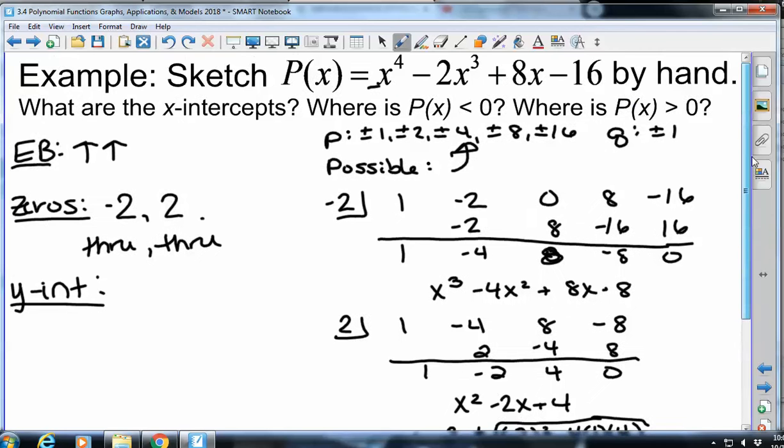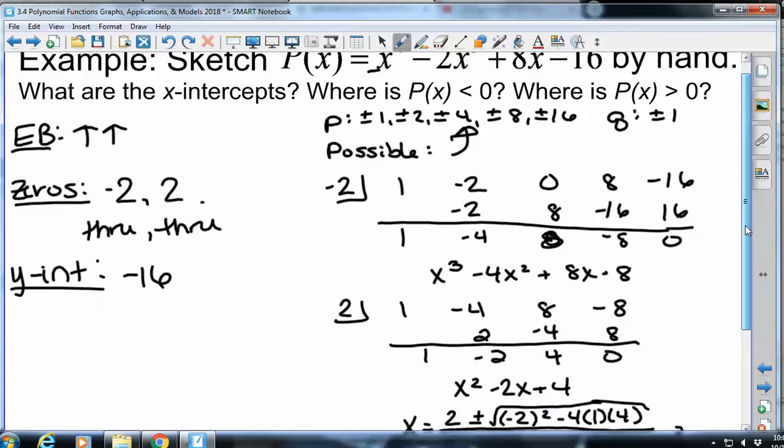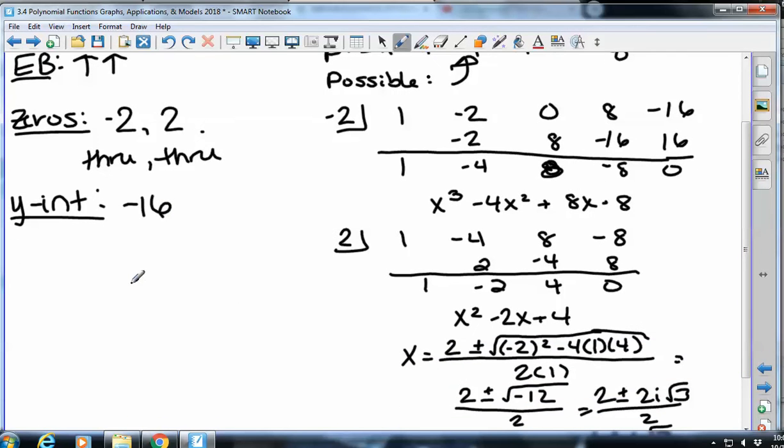Y-intercept. If you plug in a 0 for x, what do you get out? Okay. This is what I need to graph it. My graph should start up here and end up here. And touch the x-axis at negative 2 and positive 2. The y-axis at negative 16. Count by 4s.